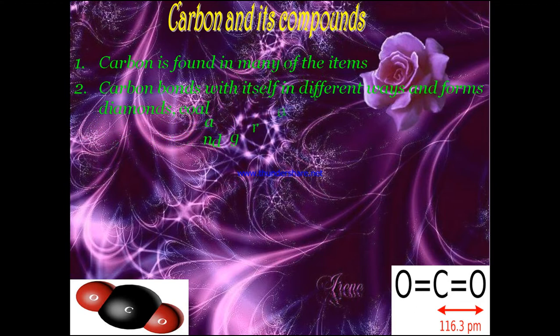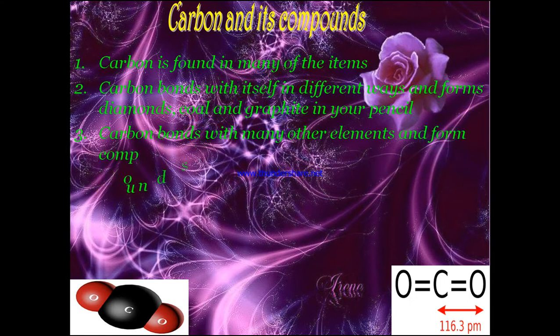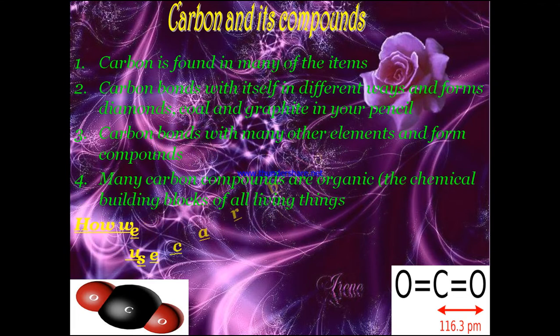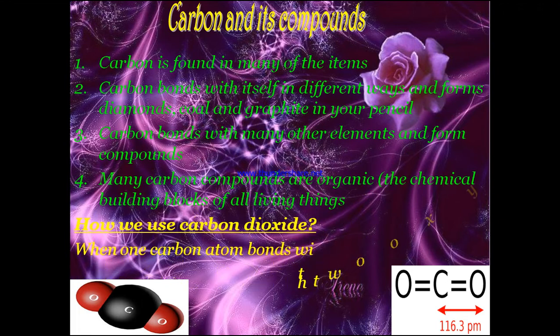Carbon bonds with itself in different ways and forms diamond, coal, and graphite in your pencil. So diamond, coal, and graphite are all carbon. Carbon bonds with many other elements and forms compounds, because you know that a compound is a combination of different atoms or different elements. Many carbon compounds are organic. Organic means that it is produced from living organisms, the chemical building blocks of living things.